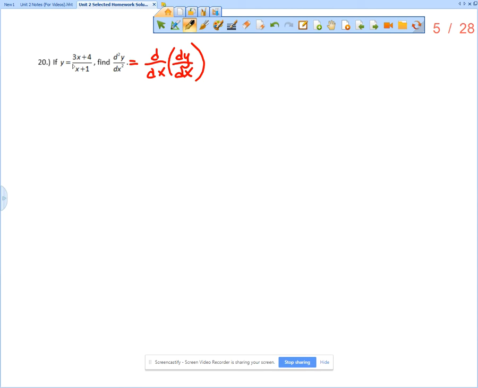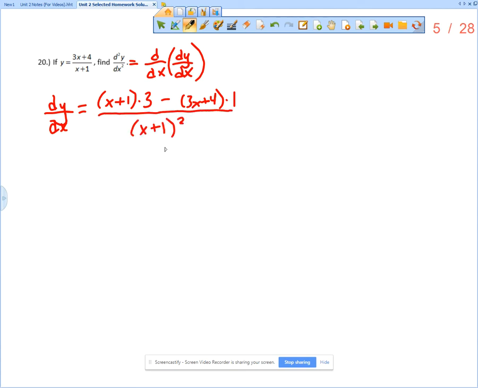All right, so first of all, we have y equals (3x plus 4) over (x plus 1). So we're going to use the quotient rule. So dy dx equals, all right, quotient rule says to take the bottom, or the denominator, x plus 1, times the derivative of the numerator. What's the derivative of 3x plus 4? 3. Minus the numerator, 3x plus 4, times the derivative of the denominator, which is 1. All divided by the denominator, (x plus 1) quantity squared.